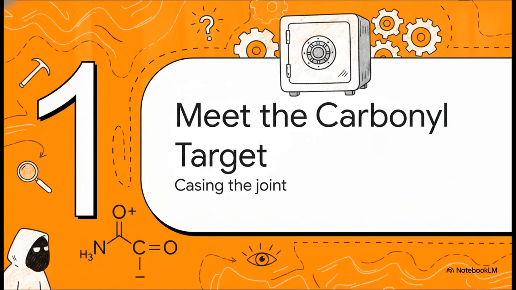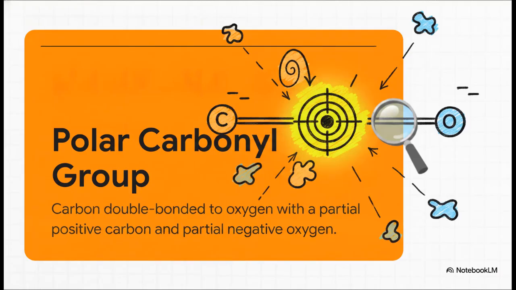All right, Section 1, meet the carbonyl target. Casing the joint, because every successful heist starts by understanding exactly where your target is vulnerable. To pull off this chemical breach, we need to know exactly what we're aiming at. Our target here is the polar carbonyl group. Basically, this is a carbon atom double bonded to an oxygen atom. But the real vulnerability lies in the electron imbalance.